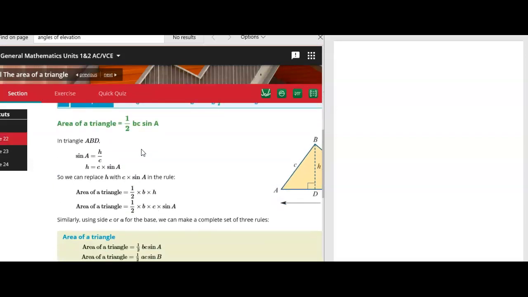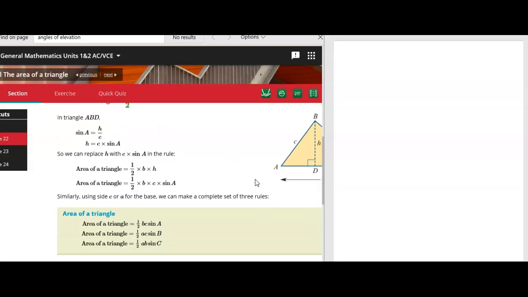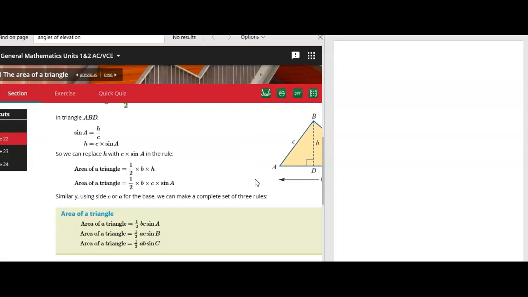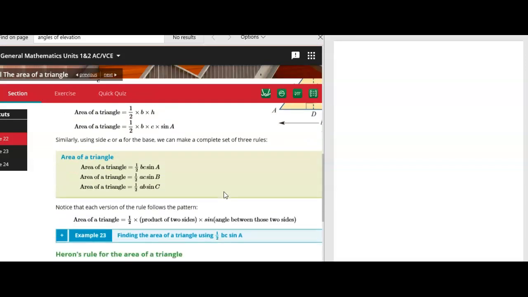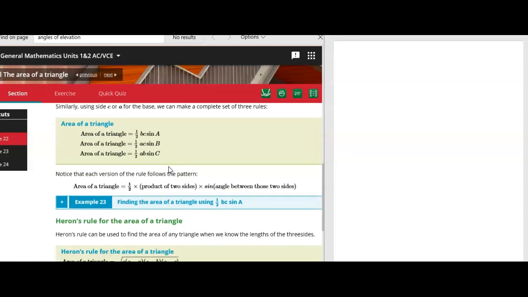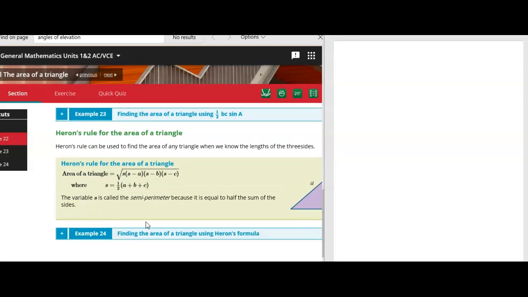The other one is half bc sine A. That's when you have an angle and the two other sides. You can see there it's just interchanging A, B, and C depending on what you have or how you label your triangle. And the other one is Heron's formula.